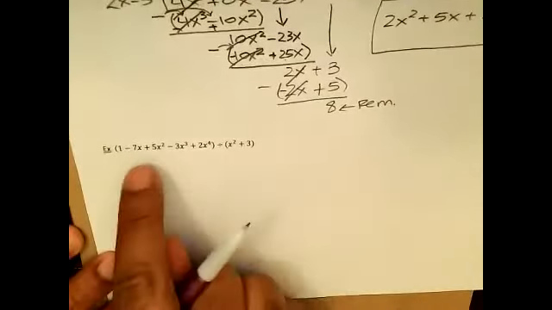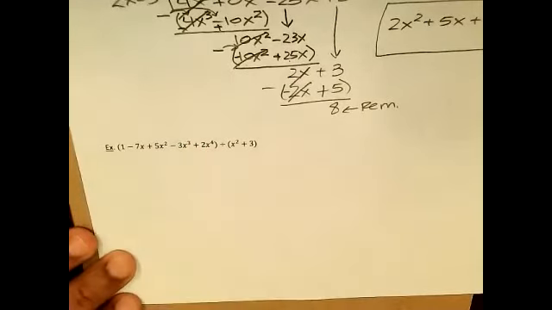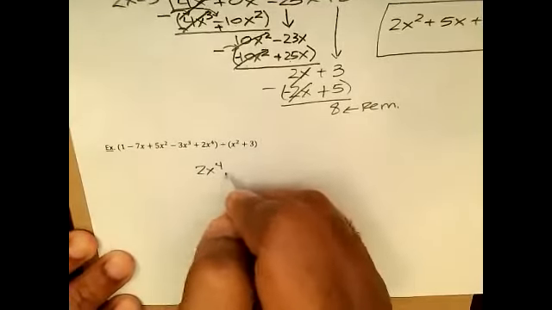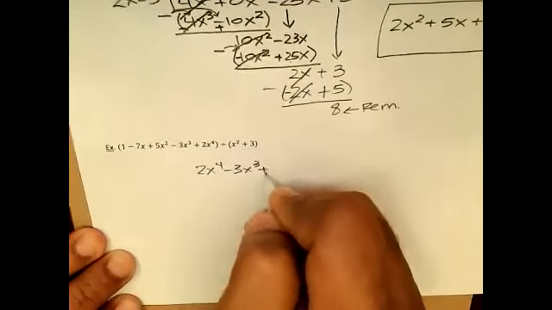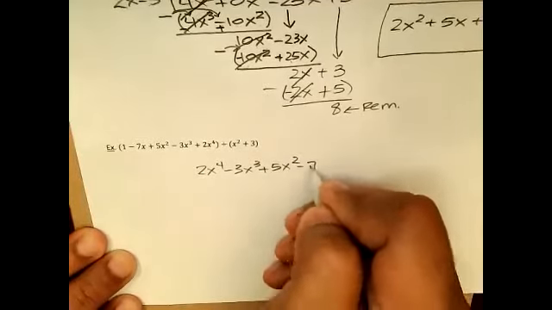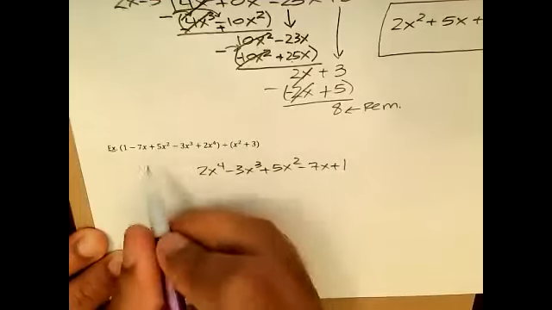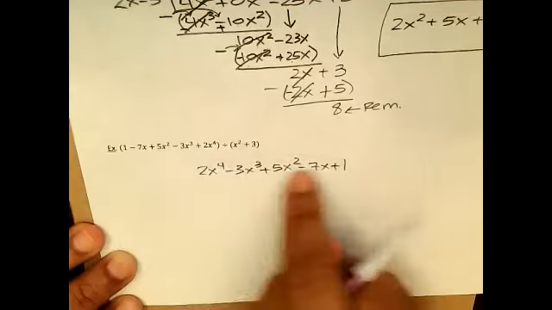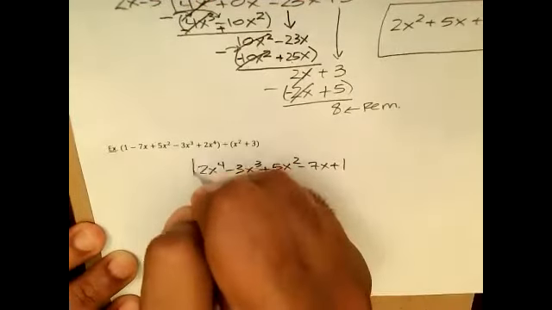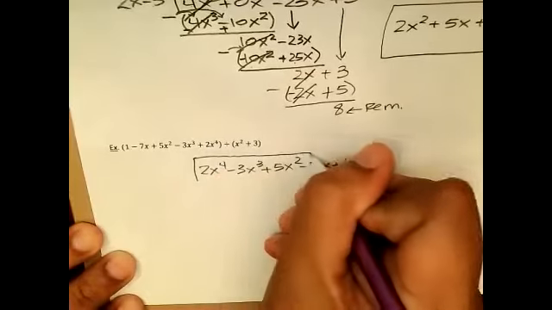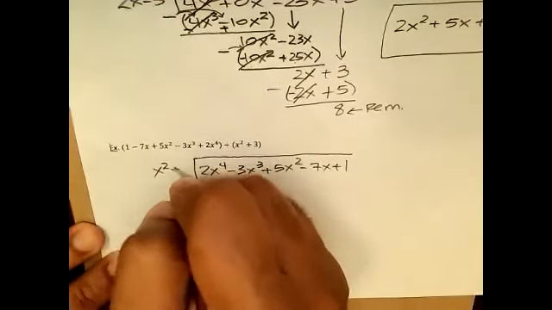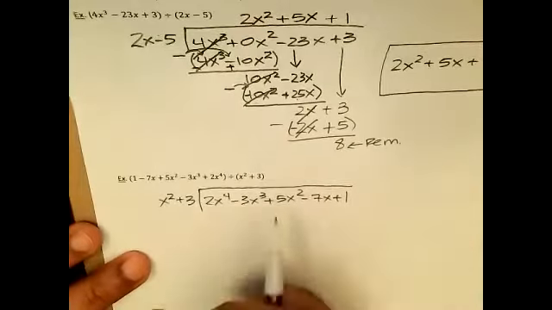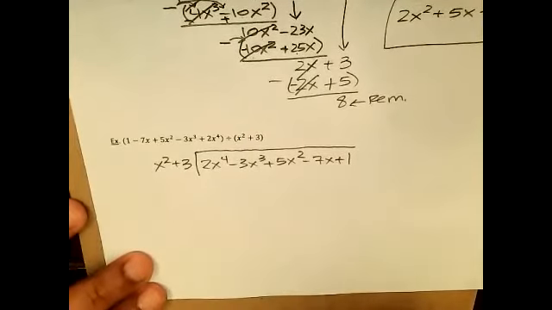In this case, you will see that I have to rearrange my terms. When I rearrange my terms, that's going to give me 2x to the power 4 minus 3x cubed plus 5x squared minus 7x plus 1. There aren't any missing powers in this case. It was just a matter of rearranging everything, which I've done here. And that's going to be divided by the divisor, x squared plus 3. All right, so now we're going to start the process of long division.